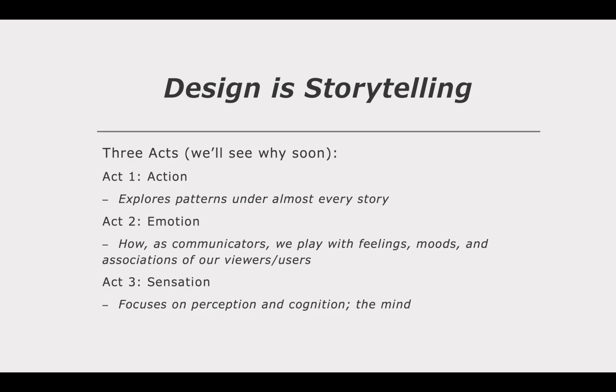So the book that we have, just as an overview, has 3 acts. Just as we're about to see soon, stories have 3 parts. Act 1, which we're going to be starting with today, is action. It explores the patterns that underlie almost every story. And we're going to get into emotion and how as communicators we play with feelings, moods, and associations for our viewers and users. We may get a chance to get into Act 3, which is sensation, which looks at the mind part of things. How does our thinking change our perception? We're going to focus predominantly on Acts 1 and 2.